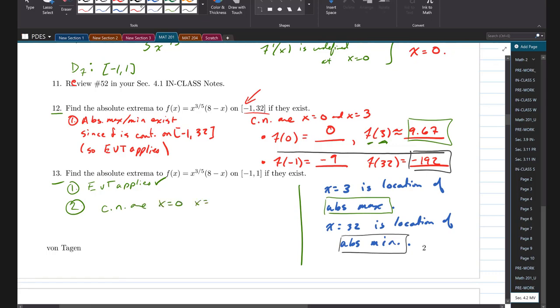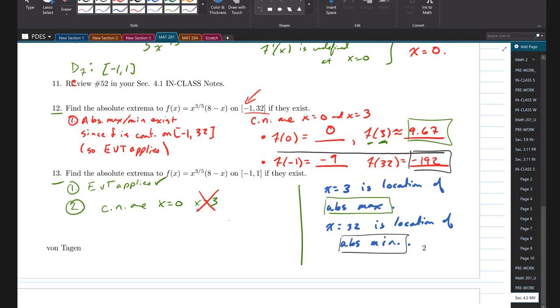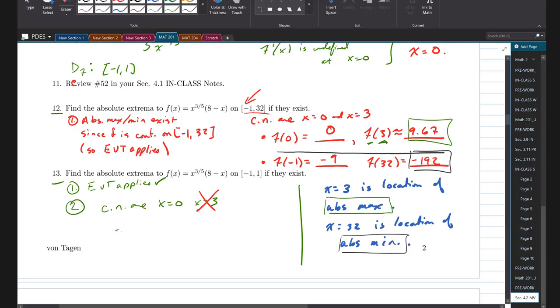Oops, what? 3 is not a critical number in this more restricted domain. Now what do I do? I now test f of 0. Let's just do that for the first row. And I do f of -1, and I do f of 32. Well, none of those numbers have changed.